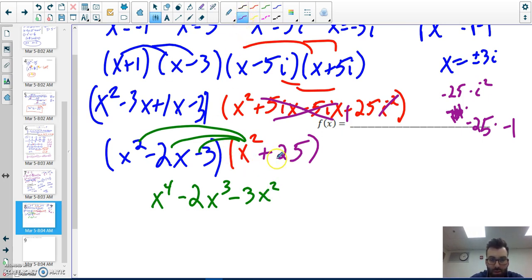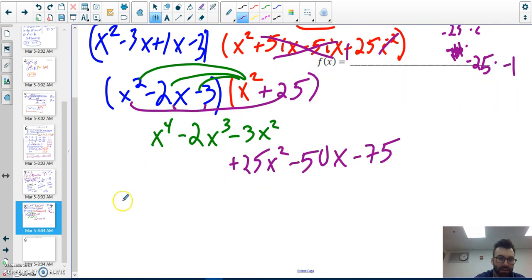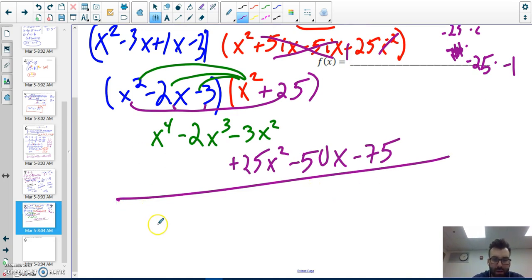Next, I'm going to do the 25 to everything as well. Boom, boom, boom. 25 times x squared gives me positive 25x squared. 25 times -2x gives me -50x. 25 times -3 gives me -75. Again, I like to write it like this because my like terms are aligned.